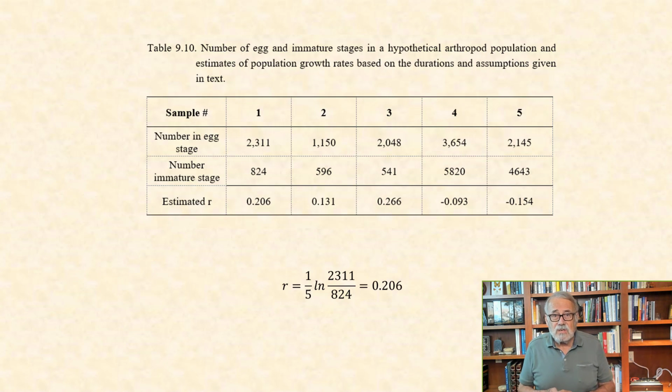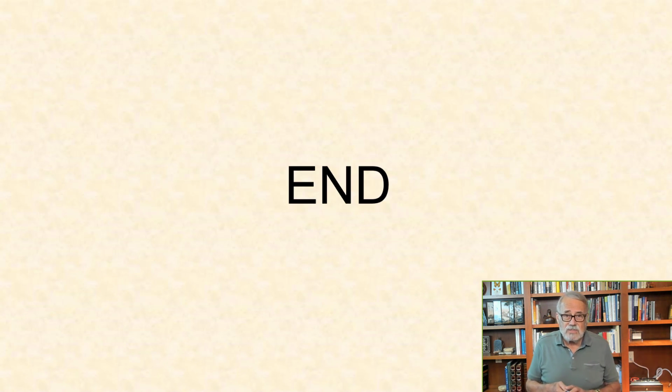As I noted at the start of this module, these computations for estimating growth rates based on differences in numbers at 2 times or on the relationship of age or stage class in a single sample are simple and straightforward. This ends Module 9.5 of this 9th chapter.